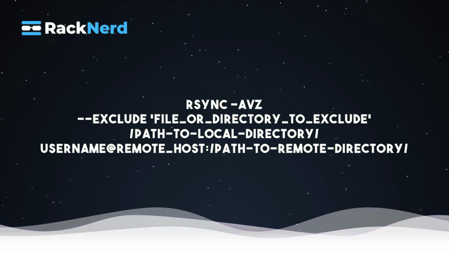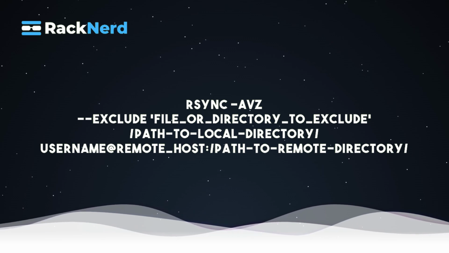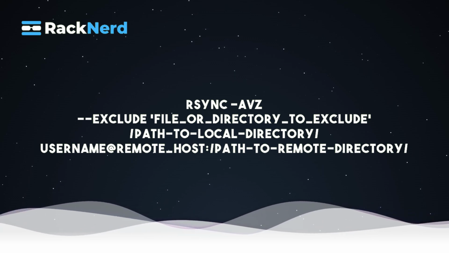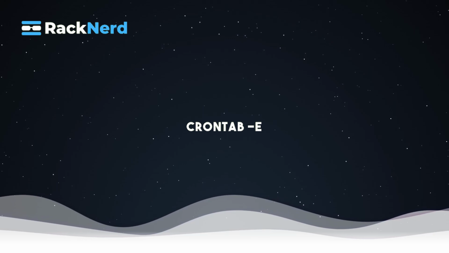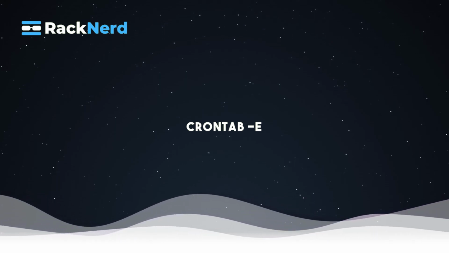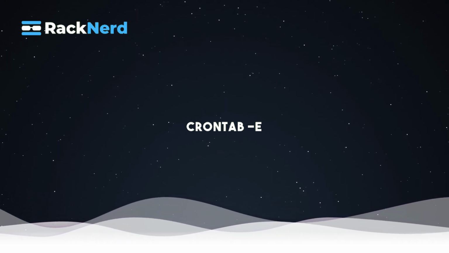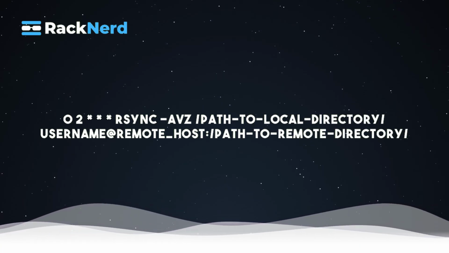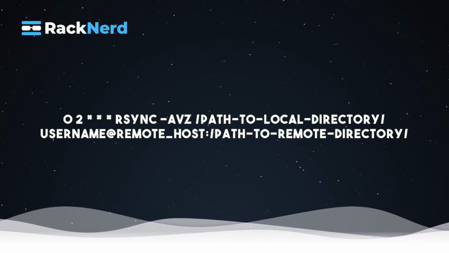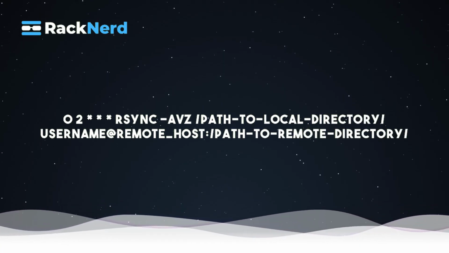Now, to automate our Rsync tasks, we can schedule them using cron jobs. We need to edit our cron job file with this command. Then add your Rsync command to schedule your tasks. For example, to run Rsync tasks every day at 2 a.m., use this command. And that's basically it. With that said, you are now ready to run Rsync on your server and make use of its powerful features.